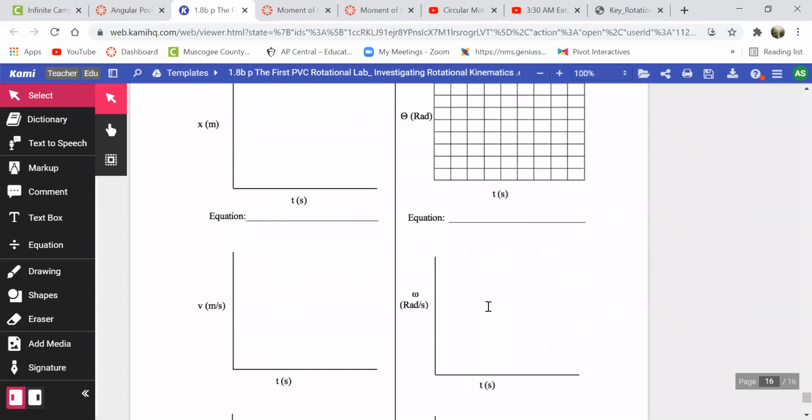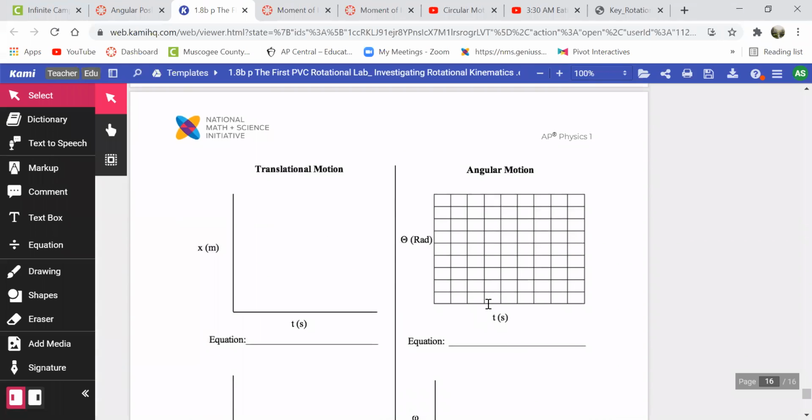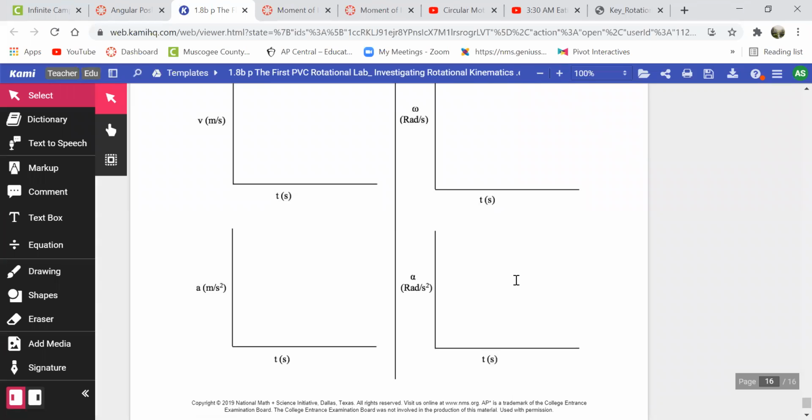All right. So when you're looking at page 16, when you're all the way at the very bottom, I want you to plot original motion. All right. Don't plot the linearized data. In this one right here, I don't want your linearized data. I want your original graph. And then here, you're going to show me the derivative or the slope of that graph. Again, you're sketching it. And then here, you're going to have the slope of that line there.